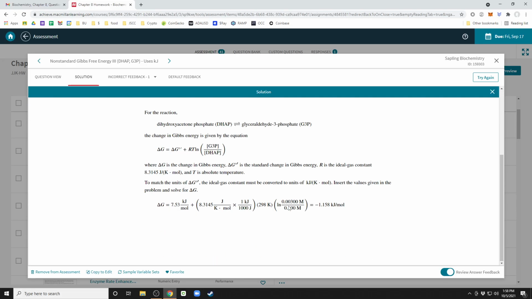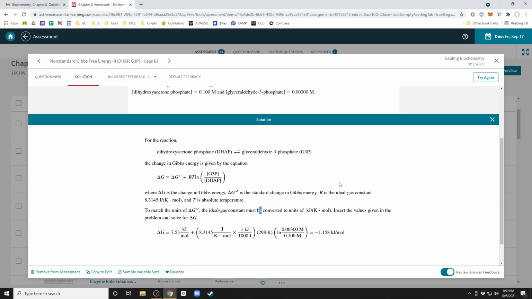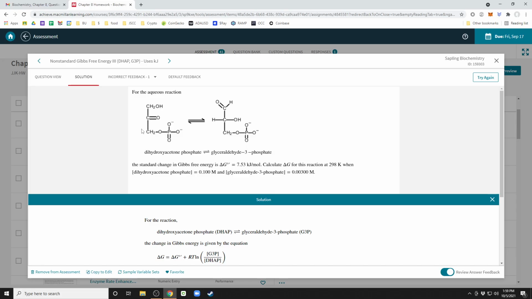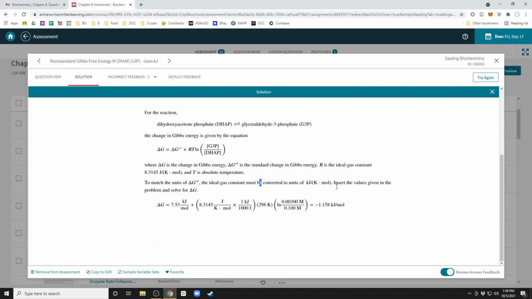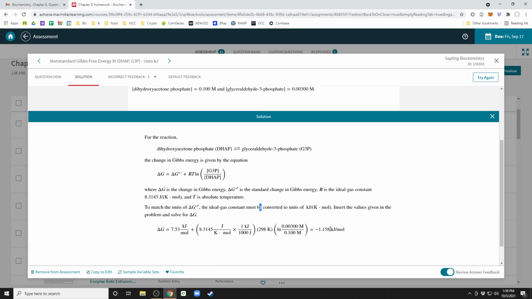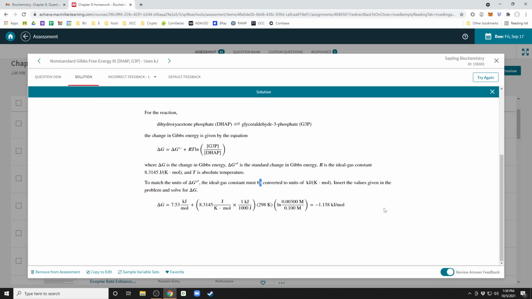Don't forget to do this stuff inside the natural log first, and then simplify, doing all the multiplications before you do the additions. And then you get a negative 0.158 kilojoules per mole. Remember, a negative delta G means that it is spontaneous, and so you are spontaneously making your reactant. The reaction goes in this direction, to the right. And you are not at equilibrium, if you're curious. If we were at equilibrium, it would have been a delta G of 0. So, just in case you were curious.